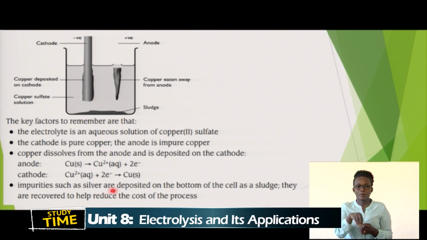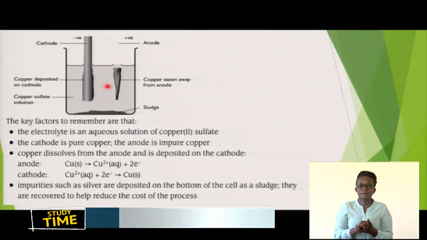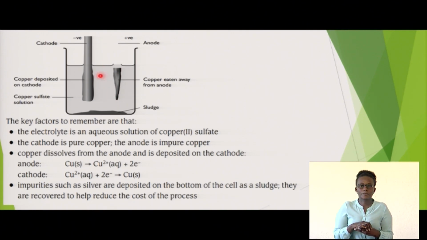Impurities such as silver are deposited on the bottom of the cell as a sludge. When you look at this diagram, you see the sludge. Those are impurities removed from the anode, because this is impure copper.